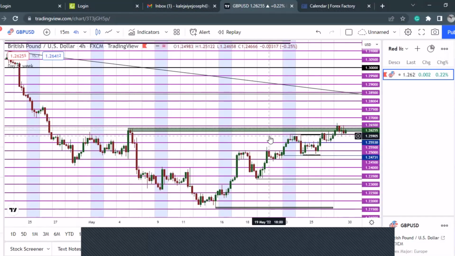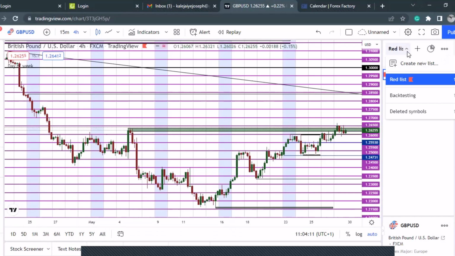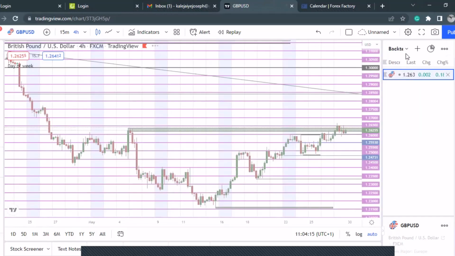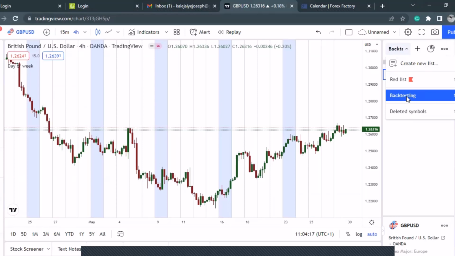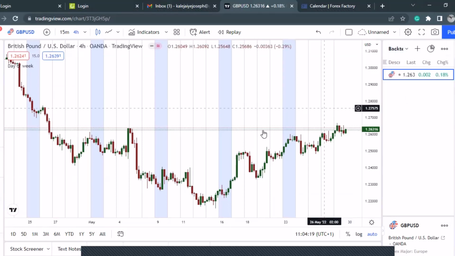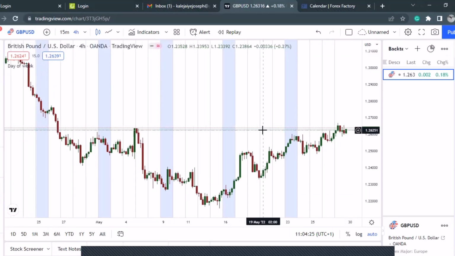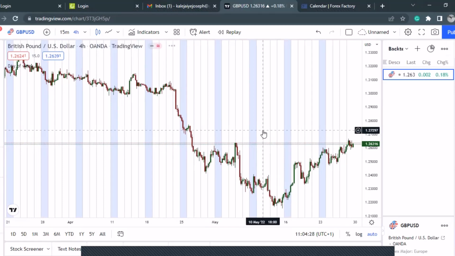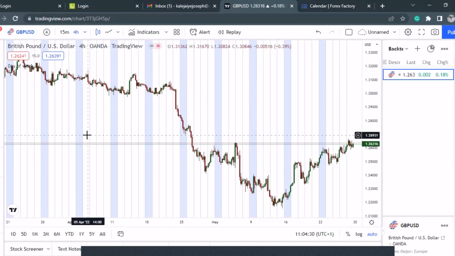So, okay, I'm just going to share a few points with you guys. This is just for backtesting. I've cleared everywhere out, and as you can see, the only thing on my screen is just a naked chart with a day of the week indicator, just highlighting Mondays only.